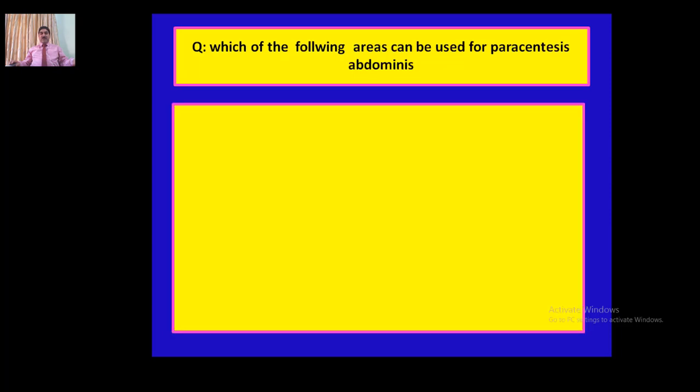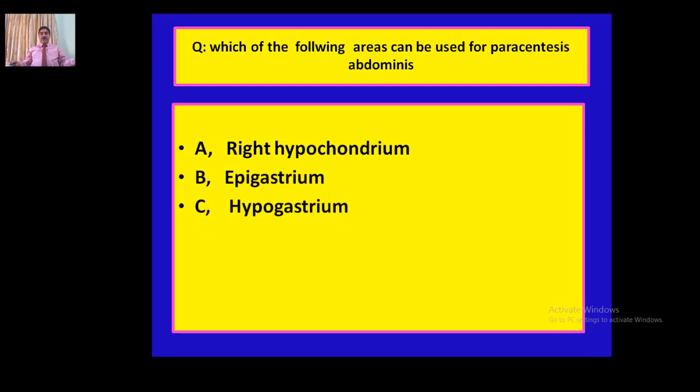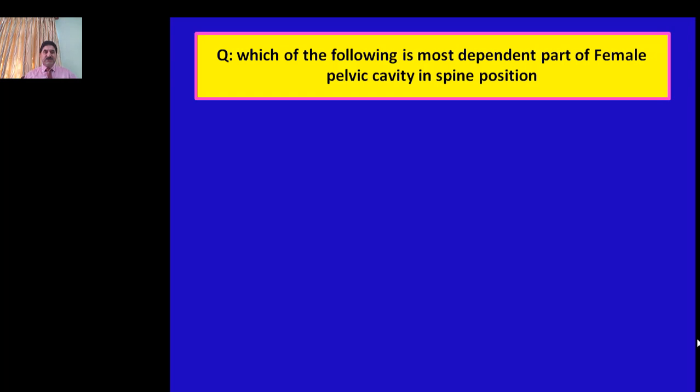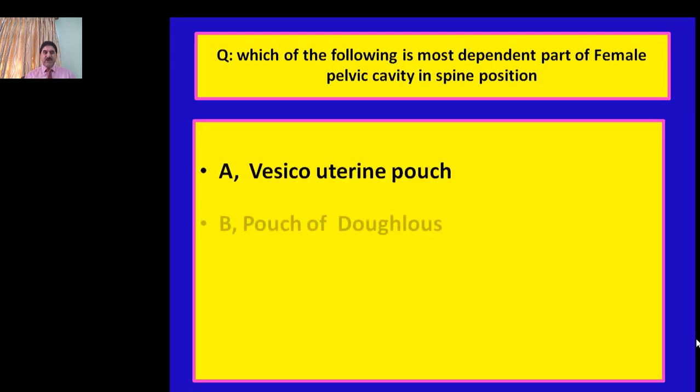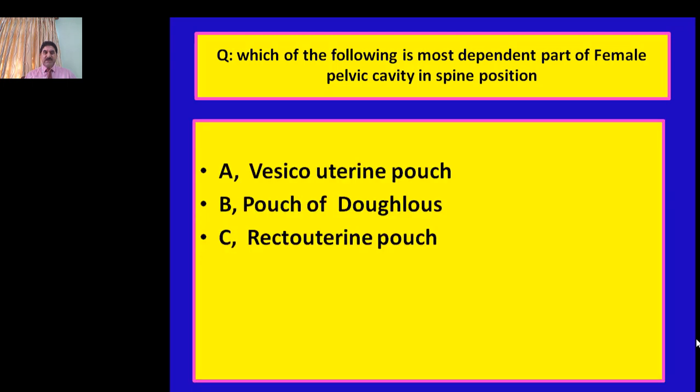Which of the following areas can be used for paracentesis abdominis? Right hypochondrium, epigastrium, hypogastrium, 5 cm lateral to the umbilicus. So correct option is D, 5 cm lateral to the umbilicus. Our next question is, which of the following is most dependent part of female peritoneal cavity in supine position? A, vesico-uterine pouch, B, pouch of Douglas, C, recto-uterine pouch, D, hepatorenal pouch. The correct option is hepatorenal pouch.